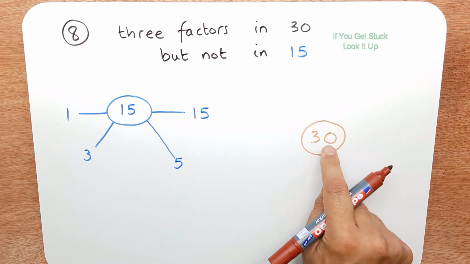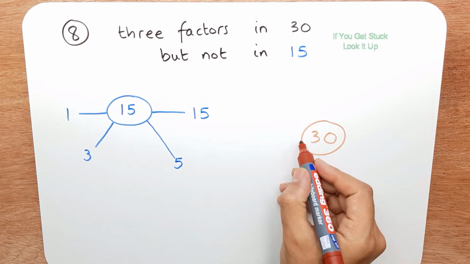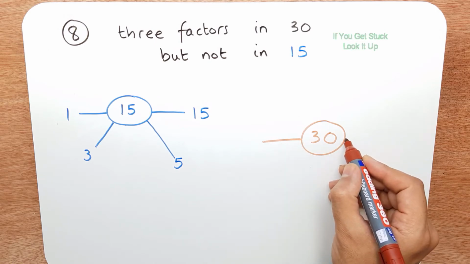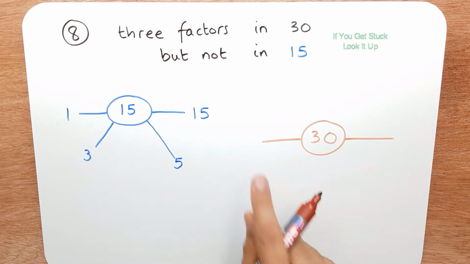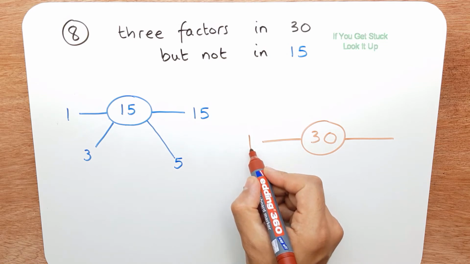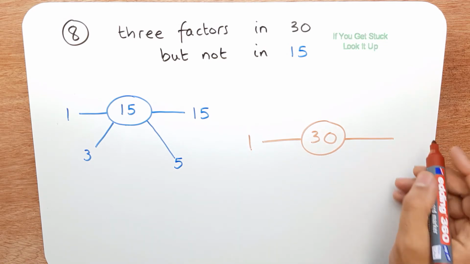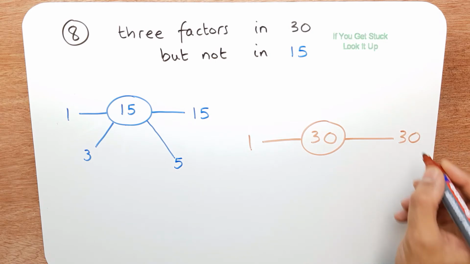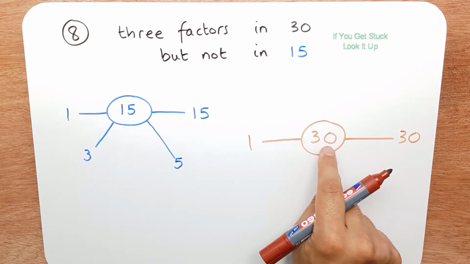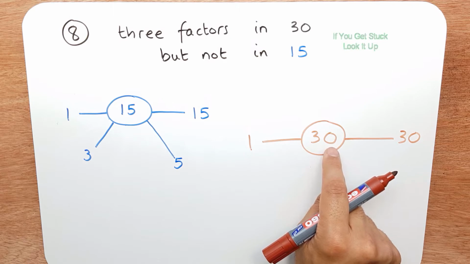So I write the number 30, put a circle around it, and I do 2 wings. 1 wing, 2 wings. I put the number 1 here. And on the other side, I always put this number, whatever's in the circle, 30. Now I know this is an even number, so I have to bear that in mind.